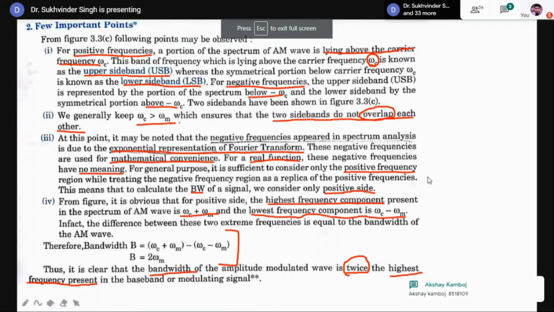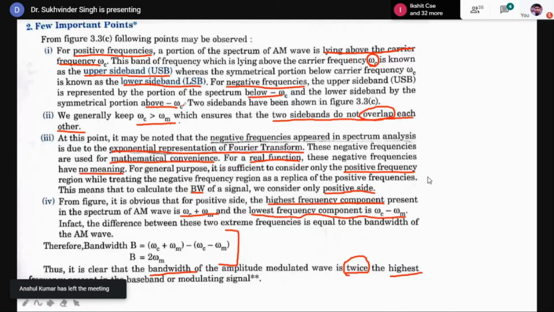But this is for the positive frequency. If we talk about the negative frequency, then the upper sideband is represented by omega minus omega c, and the lower sideband is represented by omega plus omega c, which is just the reverse of the positive frequency upper and lower sidebands. Second point, we generally keep the carrier frequency higher than the modulating frequency, which ensures the two sidebands do not overlap, and long distance transmission is also possible.